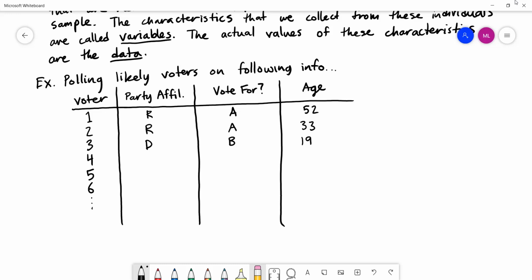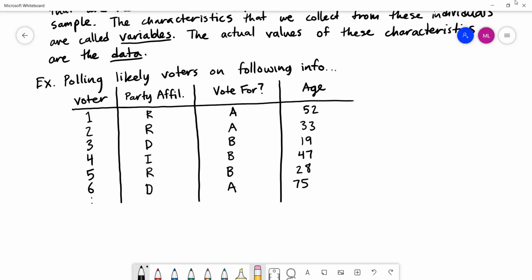The next one is maybe an independent, and they plan to vote for candidate B, and they're 47 years old. And then we've got another Republican, and maybe they're going to vote for candidate B, and they're, I don't know, 28 years old. And we've got a Democrat that's voting for candidate A, and maybe they're 75 years old. Whatever the case may be. That's, I think, enough. Let me trim this down a bit.